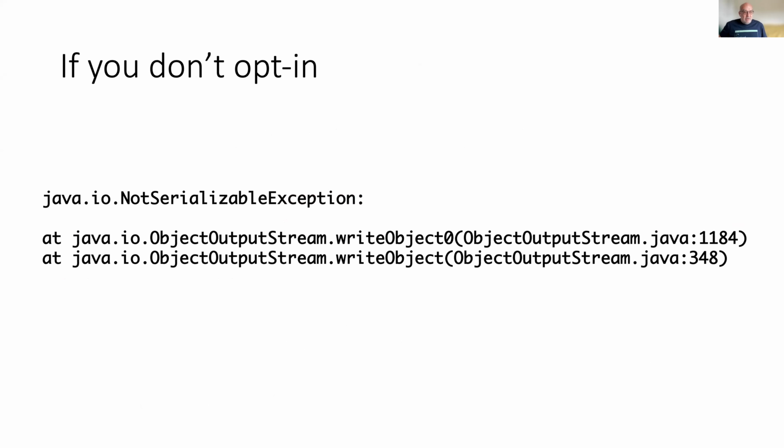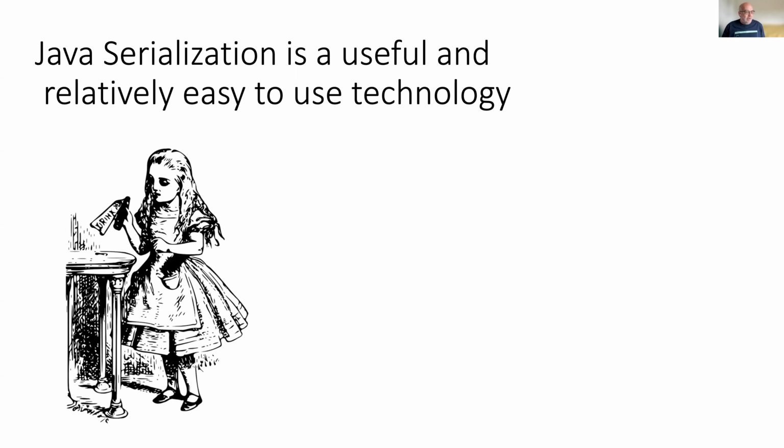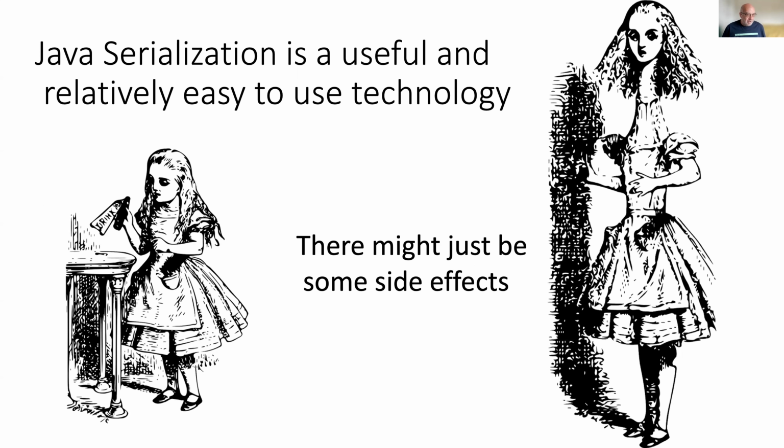If you don't opt in and you don't put Serializable on it, then when you try to write it, you will get an exception. So on the face of it, it's a very easy tech, and it's very useful. Take an object stream, write it to disk or whatever, and pull it back when you want. And I'm sure you can see all the benefits of being able to do that. The challenge for us is that there's actually a whole bunch of side effects which come from how it works.